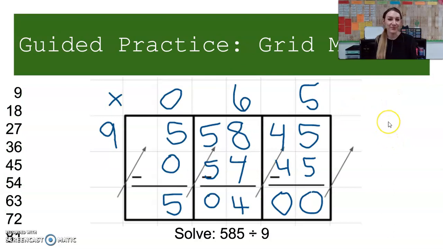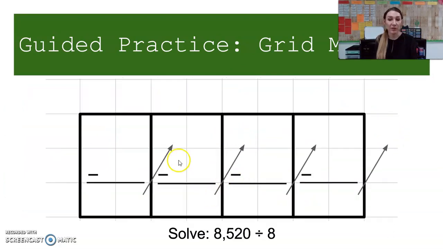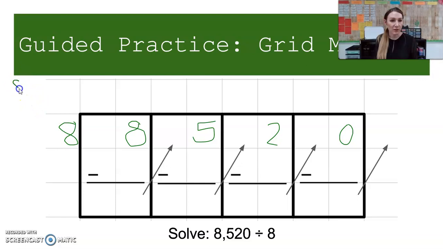Great job. All right, our last problem is a 4-digit by 1-digit, so 8,520, and we're dividing by 8. So I'm going to try and squeeze my 8s in over here, my multiples of 8. So remember, I'm just adding 8 over and over again.